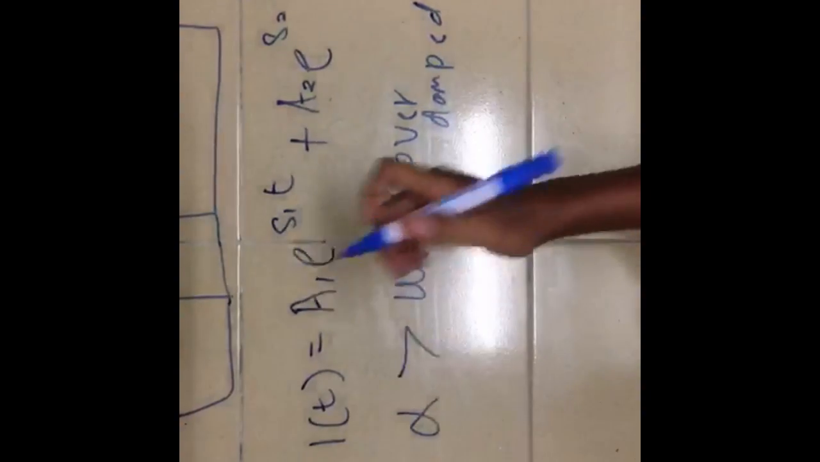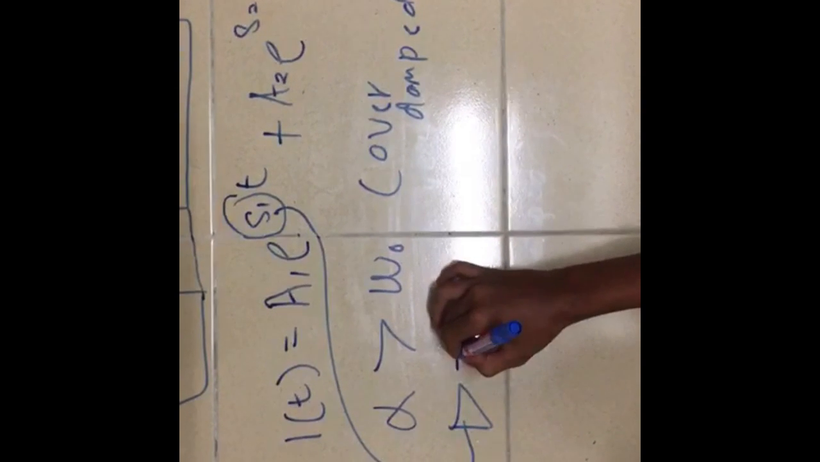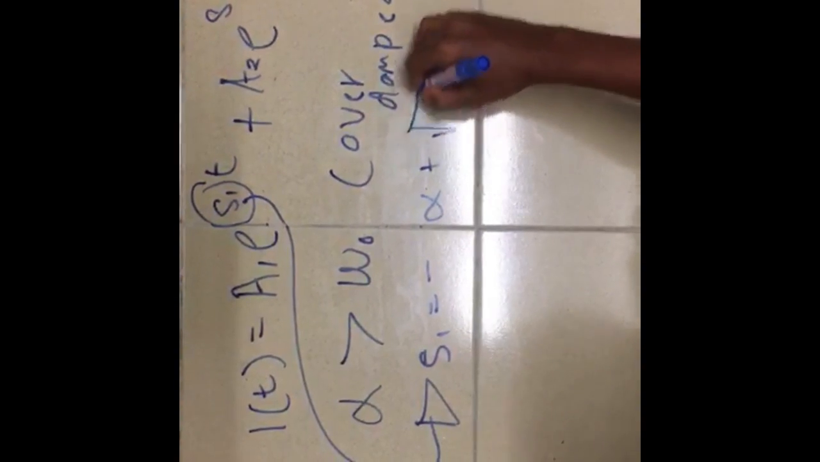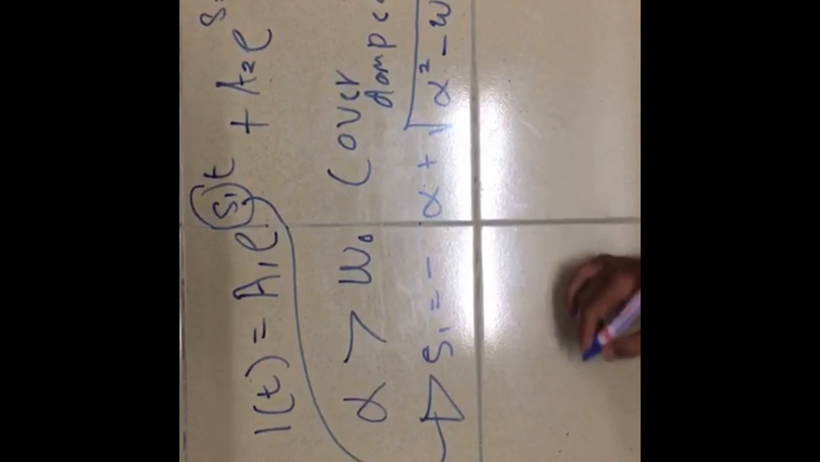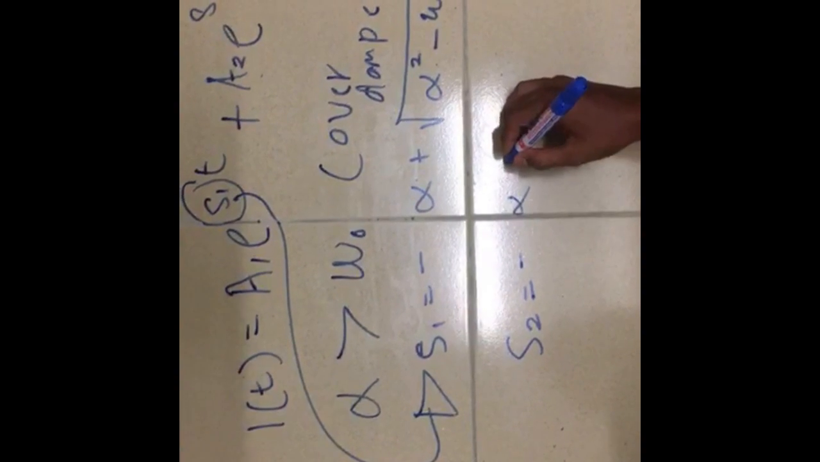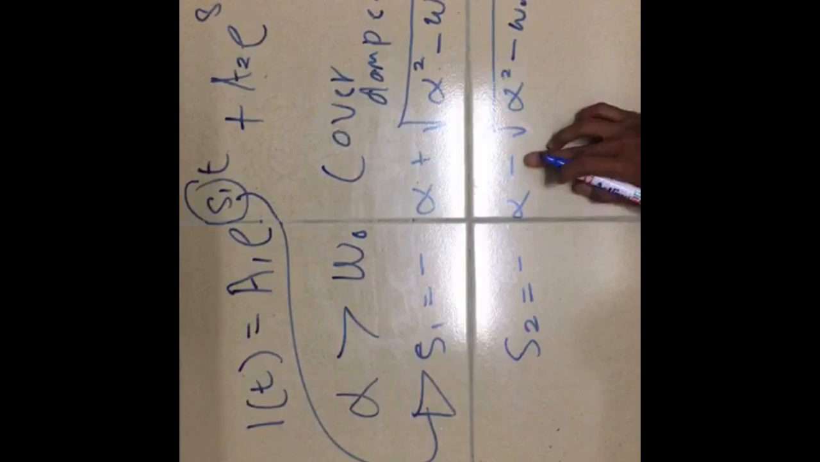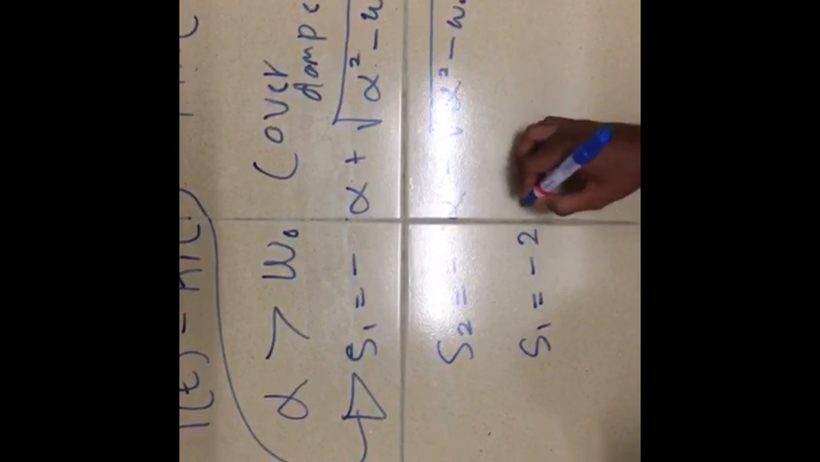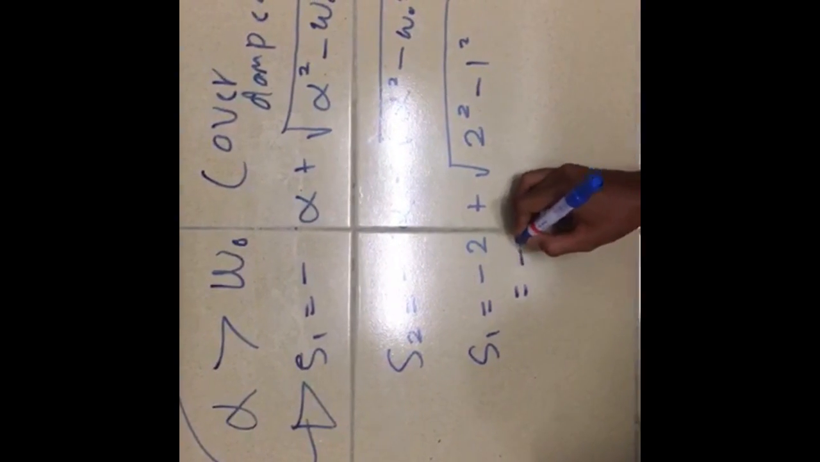Okay, next we must find the value of S using this formula. S1 equals negative alpha plus square root of alpha squared minus omega squared. For S2 we use the same formula, but we change this sign. So we can find S1: negative 2 plus square root of 2 squared minus 1 squared, and we get negative 0.2679.